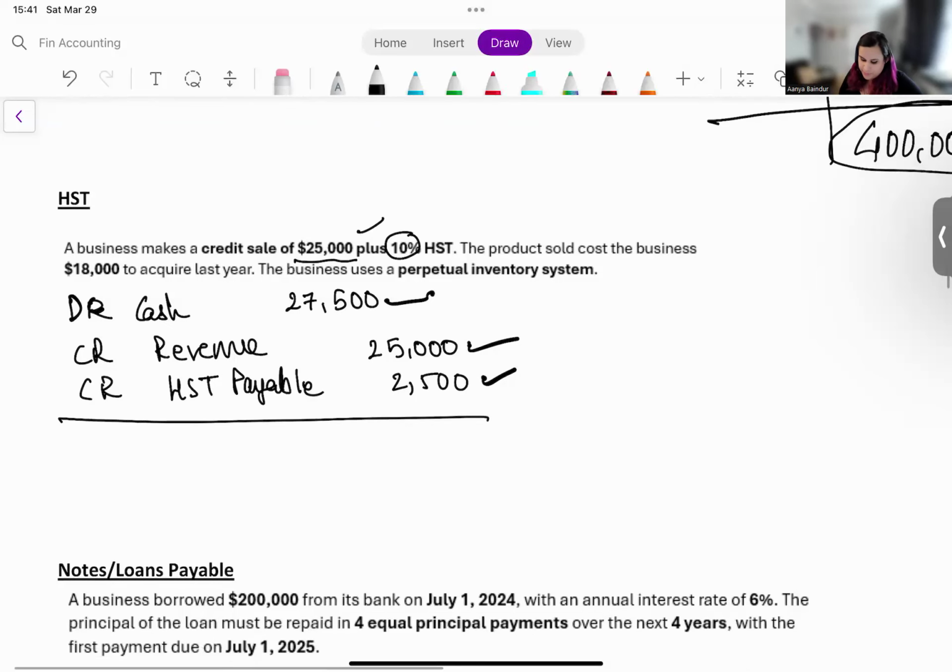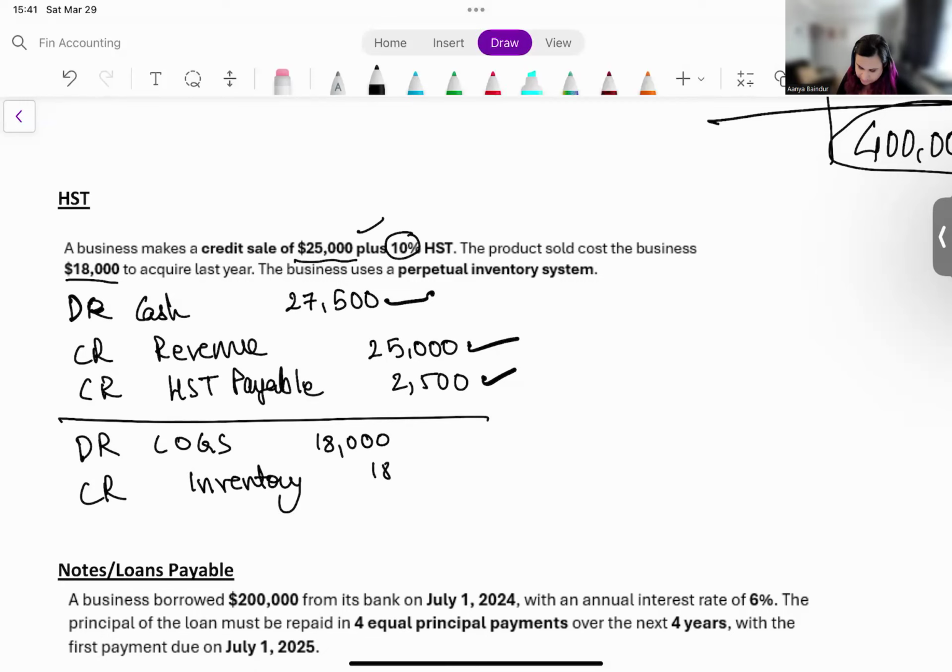Now let's look at the next part. The product cost the business 18,000 to acquire. This is your cost of goods entry. So your debit is cost of goods sold, and your credit is inventory. And it's 18,000. Right? Easy. That's what these questions will look like. And this is HST payable. This is how much you have to send to the government.